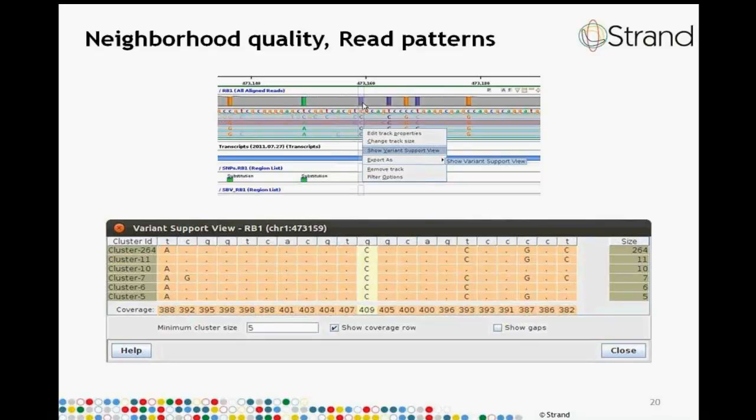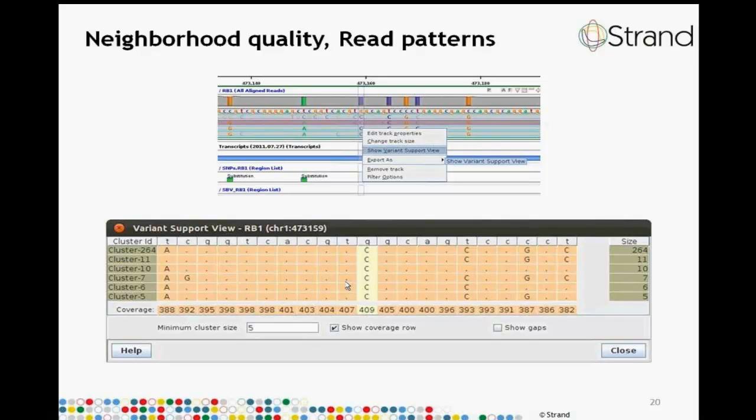So we can see that here, even though there are 409 odd reads, 264 reads have exactly the same sequence as shown in the first row out here. There are 11 other reads which have more or less the same sequence except that they don't have an A, and so on. So the variant support view can take a very high coverage region and compress it to a small number of rows in a table.